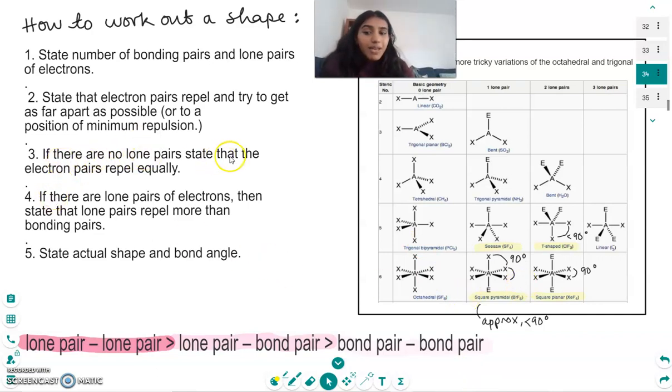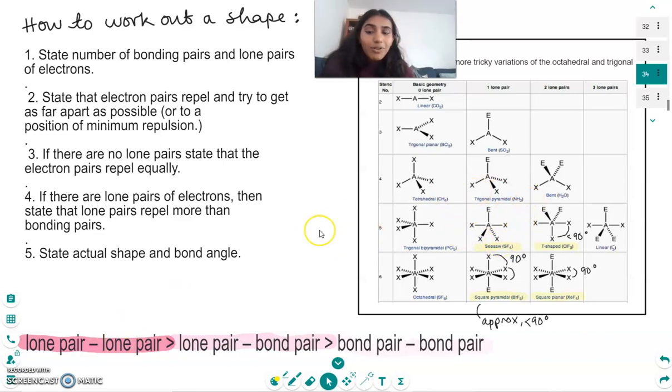And so if there are no lone pairs, I want you to say that the electron pairs repel equally, right? We agreed on that, and we talked about that earlier. But if there are lone pairs, we know that lone pair-lone pair repels the most, then lone pair-bond pair, and then bond pair-bond pair. So the greatest repulsion is between lone pairs, which is the darkest here. And so you'd want to say that to achieve maximum separation, minimum repulsion, it would therefore have to form this certain shape.